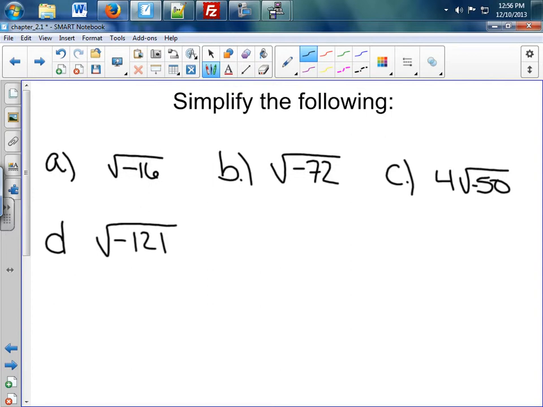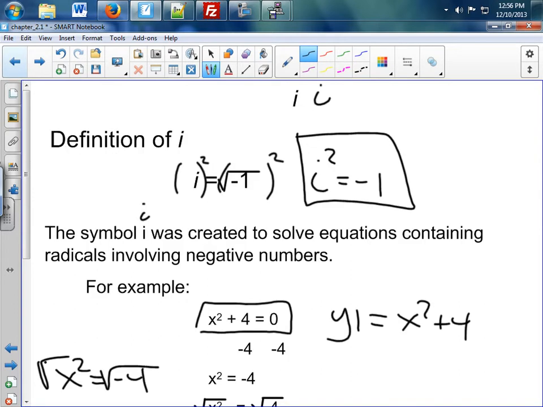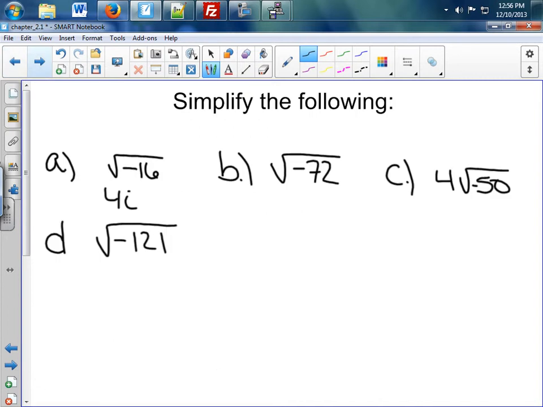All right, so basically I'm taking out an i first. What is the square root of 16? 4. I'm not using plus or minuses here. There's a difference. What's the difference between this and the plus and minus? I was solving. Now I'm just simplifying.